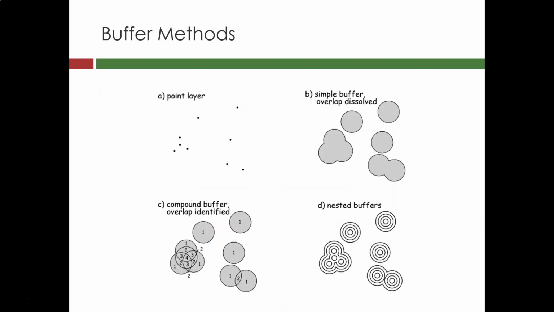Buffers can be simply dissolved when you need one shape to represent the buffered area, or you can have compound overlapping buffers represented by individual polygons within a buffer layer. This is important if you need to select individual buffers for querying or identification purposes. You can also have nested buffers, which are basically concentric rings indicating distance away from a central point layer.